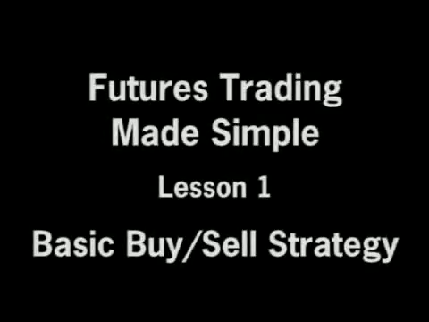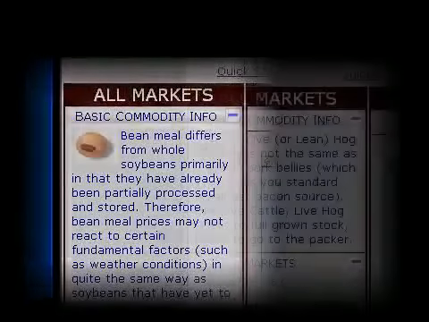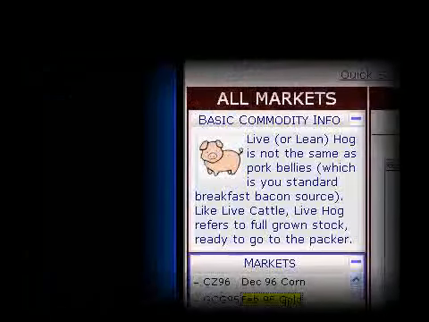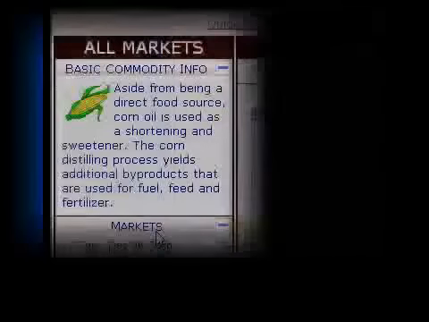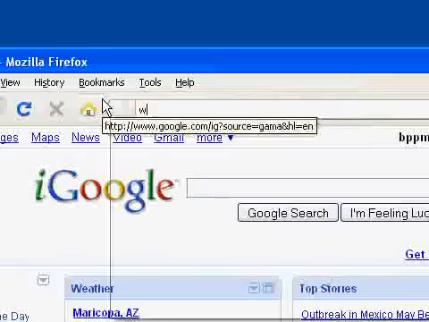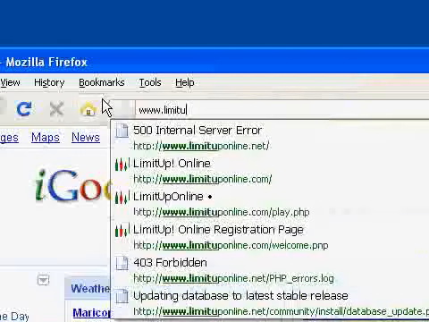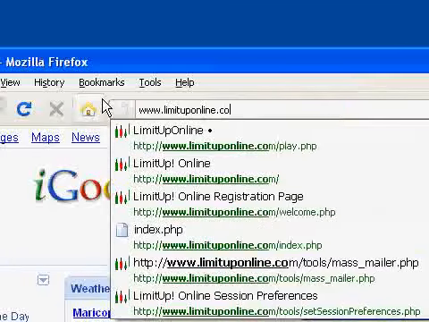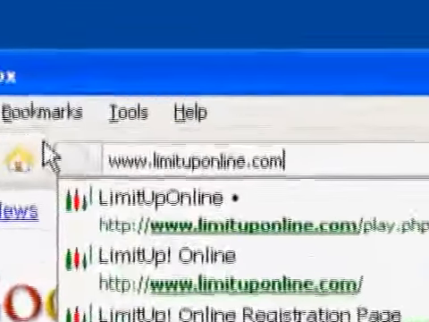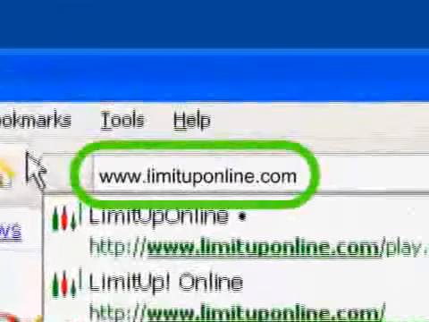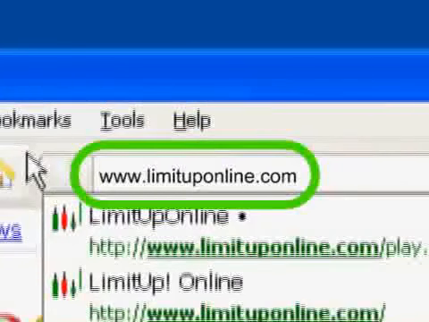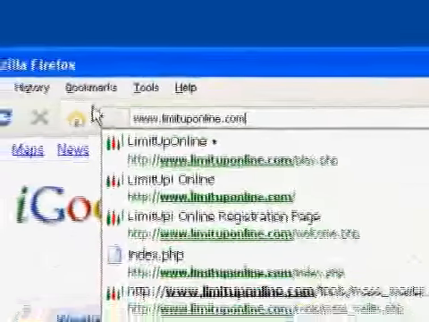This is a basic futures trading tutorial. If you've ever wondered how to make money buying and selling pork bellies, gold, soybean oil, you've come to the right place. For this tutorial, we'll be using LimitUp Online, which is a futures trading simulator. It's a good choice for this exercise because it's free and you don't need to open a trading account.